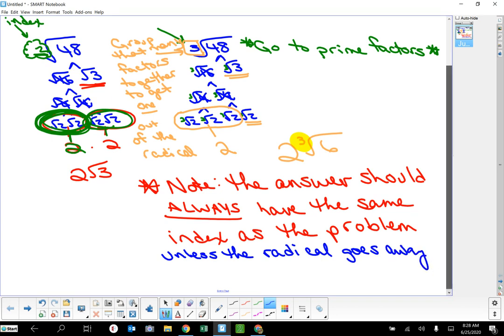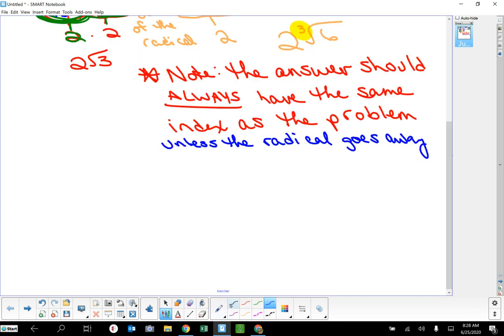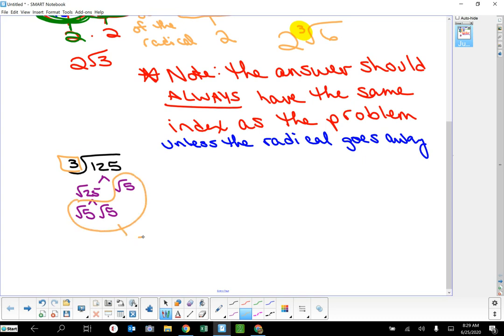And here's what I mean by that. If I took the cube root of 125, well, that breaks down into 25 and 5. And the 25 breaks down into a 5 and a 5. And remember, my index is 3, so I need to group 3 together to get one out.